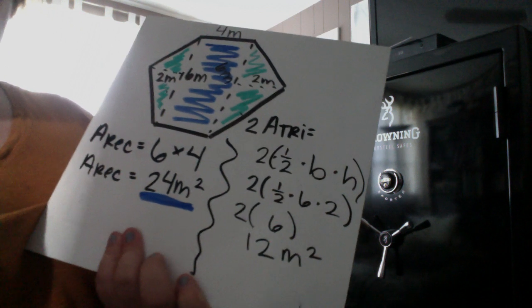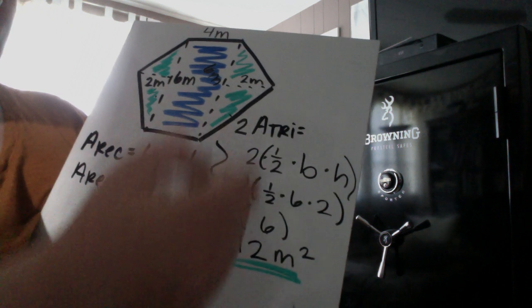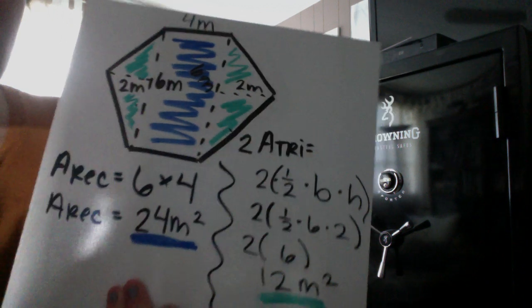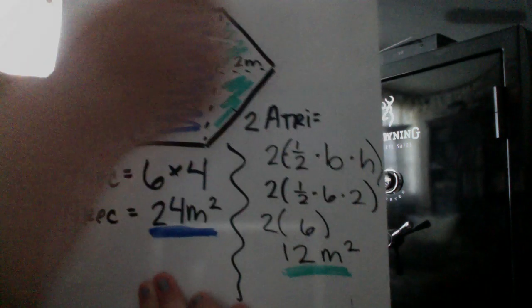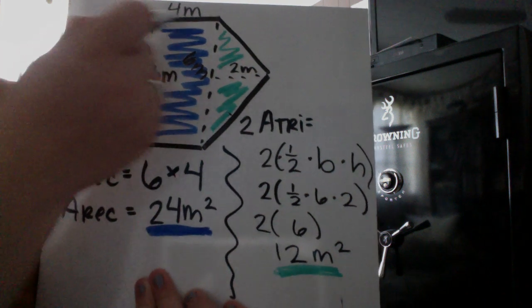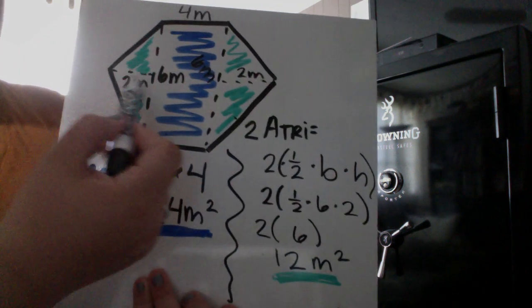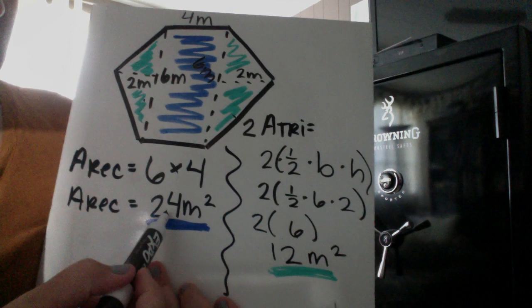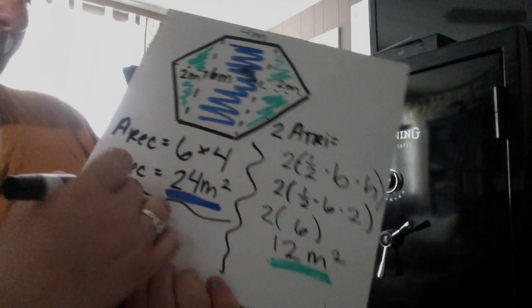So that is our green triangles. We found both of them, remember, because we had 2, we multiplied by 2. So that's our total for both triangles. Our last step now is to get the entire hexagon. So remember, the whole thing that's outlined in black is made up of the blue rectangle plus the 2 green triangles. So I need to add my 24 and my 12 together to get the area of the whole thing.